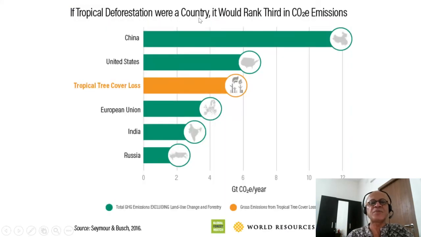But if tropical deforestation were a country, it would rank third in CO2 equivalent emissions. So there is China and the US, and tropical tree cover loss is here in third place, with the others following here in terms of gigaton CO2 equivalent per year of almost 6.